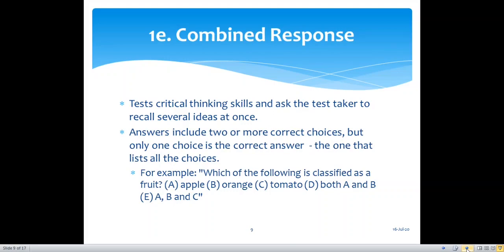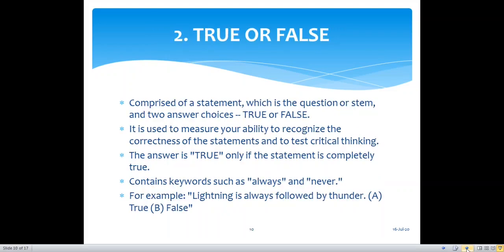B. Combined response tests critical thinking skills and asks the test taker to recall several ideas at once. Answers include 2 or more correct choices, but only one choice is the correct answer, the one that lists all the choices. For example, which of the following is classified as fruit? Apple, orange, tomato, both A and B, A, B, and C.